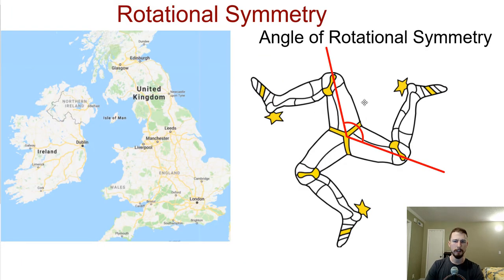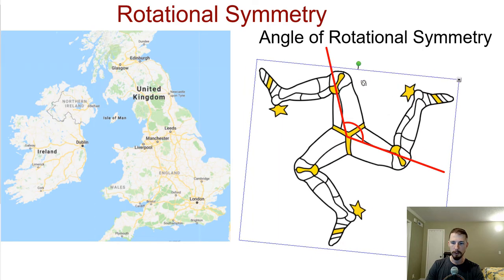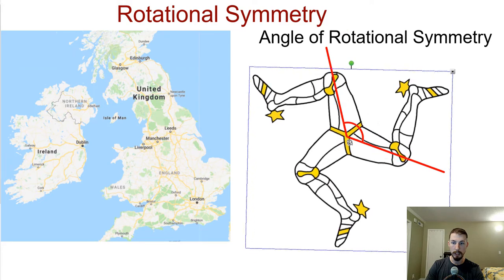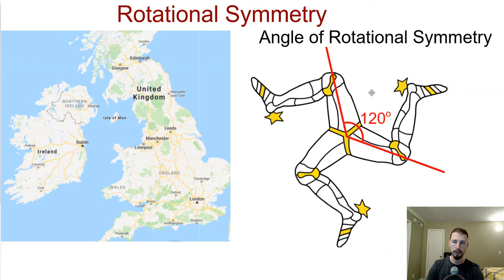All right, rotational symmetry. Here we have, I forget what the name of it is, but this is a symbol. It looks kind of creepy because it's 3 legs that are conjoined at the thigh. It's got some kind of Viking roots, but it's on the flag of the Isle of Man, which is a little island in between Britain and Ireland. So anyway, kind of creepy, kind of cool. But also, if we spin it around 120 degrees, of course it's not balanced, but you get the idea.